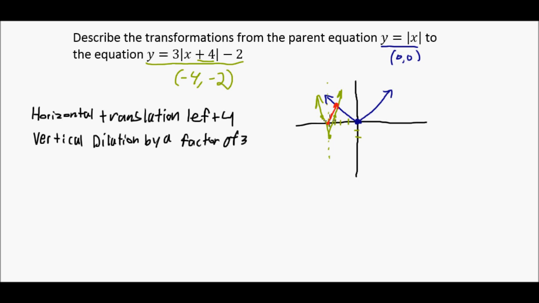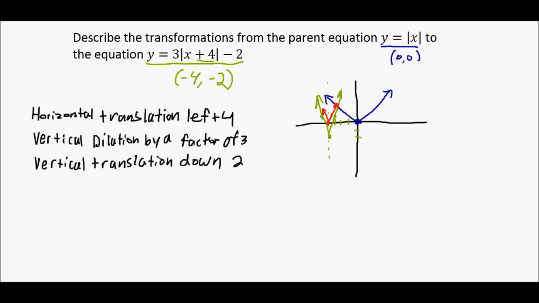We're looking like this. Now I need to do one more thing, obviously, and that's to shift it down 2 units. So remember, for shift it's translation, and we're going down, so that's vertical. This is a vertical translation down 2.